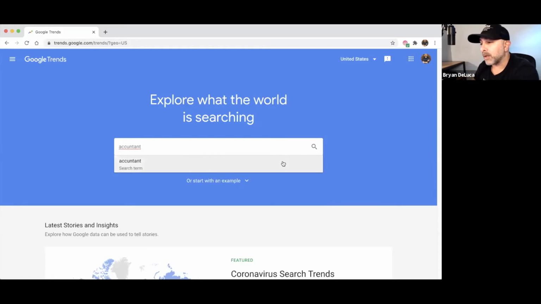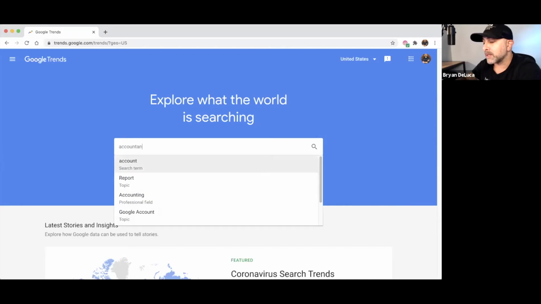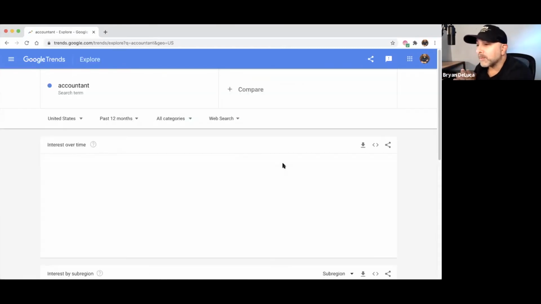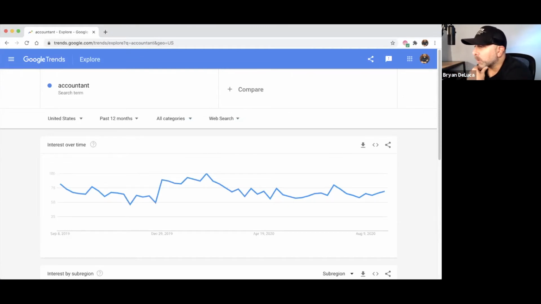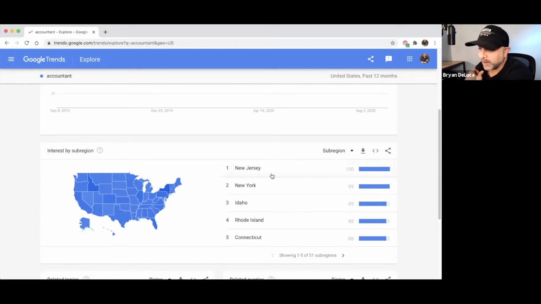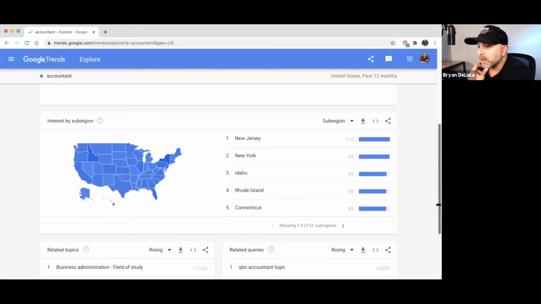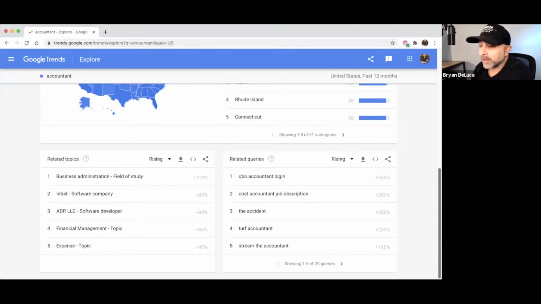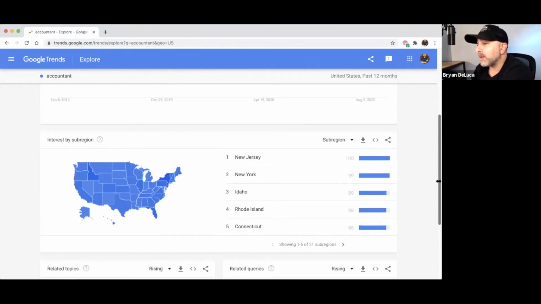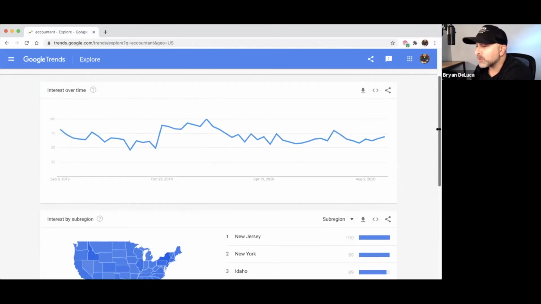and you're looking at the search term, if I could spell it right, accountant, what does that actually look like? So we're going to put that in. And we see here, right now, we're getting information for the entire United States. Now, it's already telling us where, by subregion, there are searches, right? And also down here, we're going to see related topics as well as related queries. Now, that is for the entire United States or whatever country you selected.